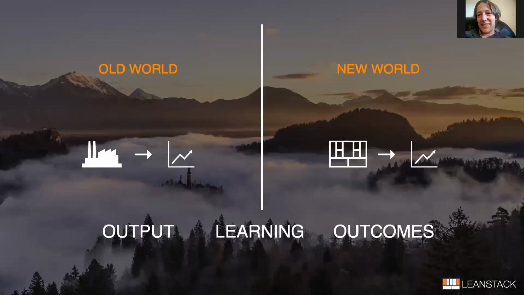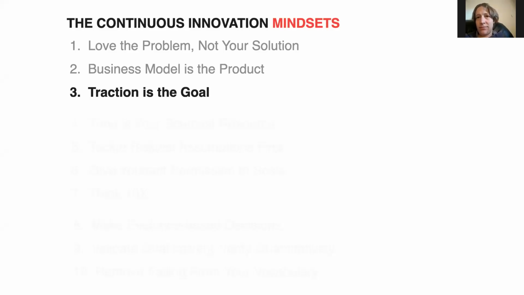So last time we talked a little bit about the old world of business model design, and it was all about output, creating, building. And with lean, we're all about outcomes. Those top two mindsets we talked about last time: love the problem, not the solution, and the business model is the product. So you've got to think about the whole business model, not just the solution.